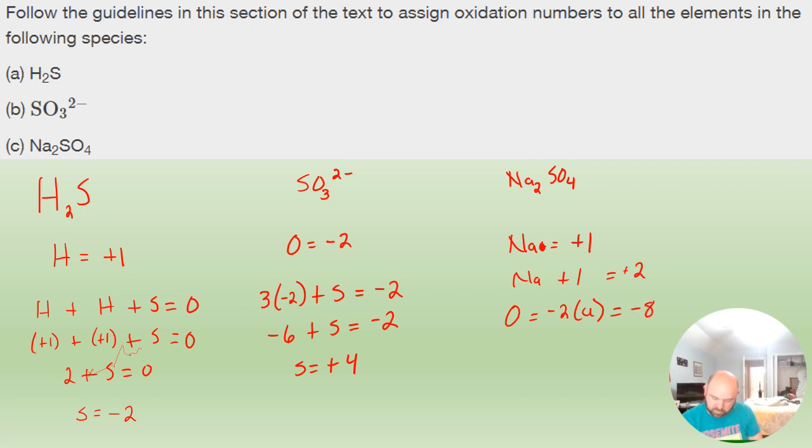This is a neutral compound as there is no charge indicated, so we should see 2 plus -8 plus whatever the oxidation state of the sulfur atom is equal to 0. 2 plus -8 is -6. So -6 plus whatever the oxidation state of sulfur is should equal 0. Sulfur therefore has to have an oxidation state of +6 in this compound.